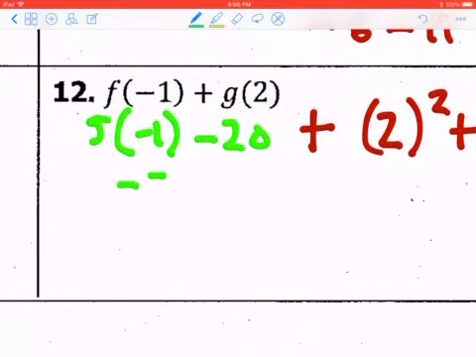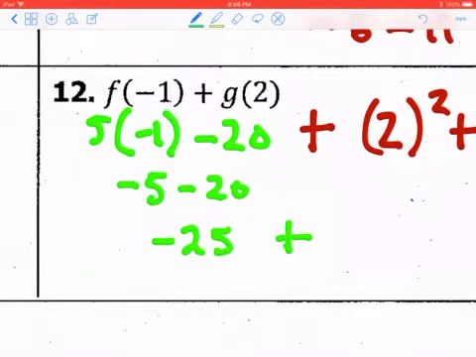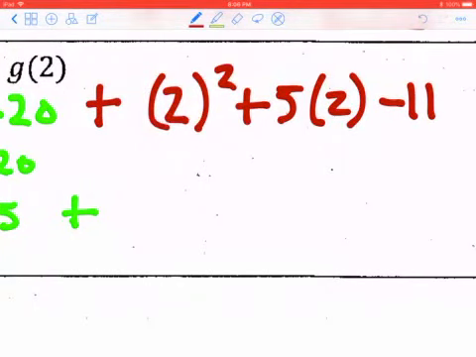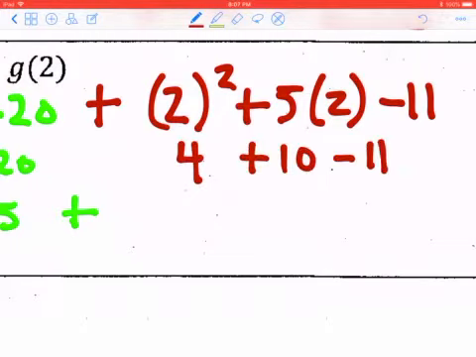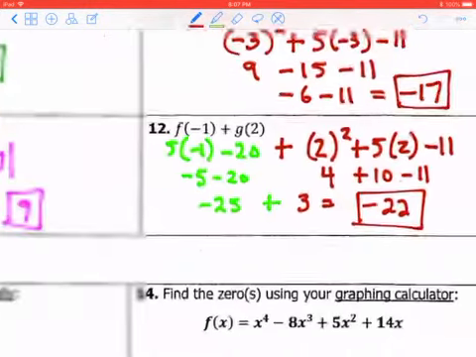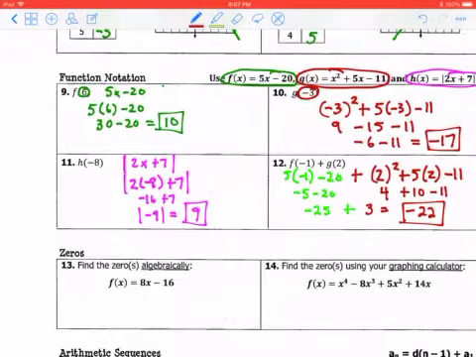5 times negative 1 is negative 5 minus 20. It's going to give us negative 25 plus whatever we get on this side. This side is going to give us 2 squared is 4. 5 times 2 is 10 minus 11. 4 plus 10 is 14 minus 11 is positive 3. And when we then subtract this, we're going to get negative 22 for our answer. Again, if that went too fast, then rewind or pause it and pick up where we left off.